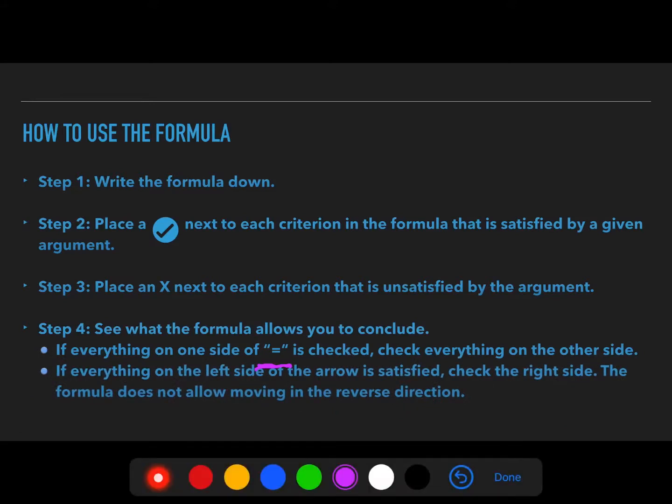Okay? But note that it's different with the arrow. If you're looking at the left side of the arrow and you have it checked, then you can check the right side because the arrow is pointing from the left to the right. You can go from the left to the right. But notice the arrow is not pointing in two directions, it's not a bidirectional arrow. So the arrow does not tell you that you can move from right to left. If you check off the T sub C on the right, that arrow does not say you can go backwards. All right, so make sure you're going in the right direction. That's why I have an arrow there, not an equals, for that part of the formula.